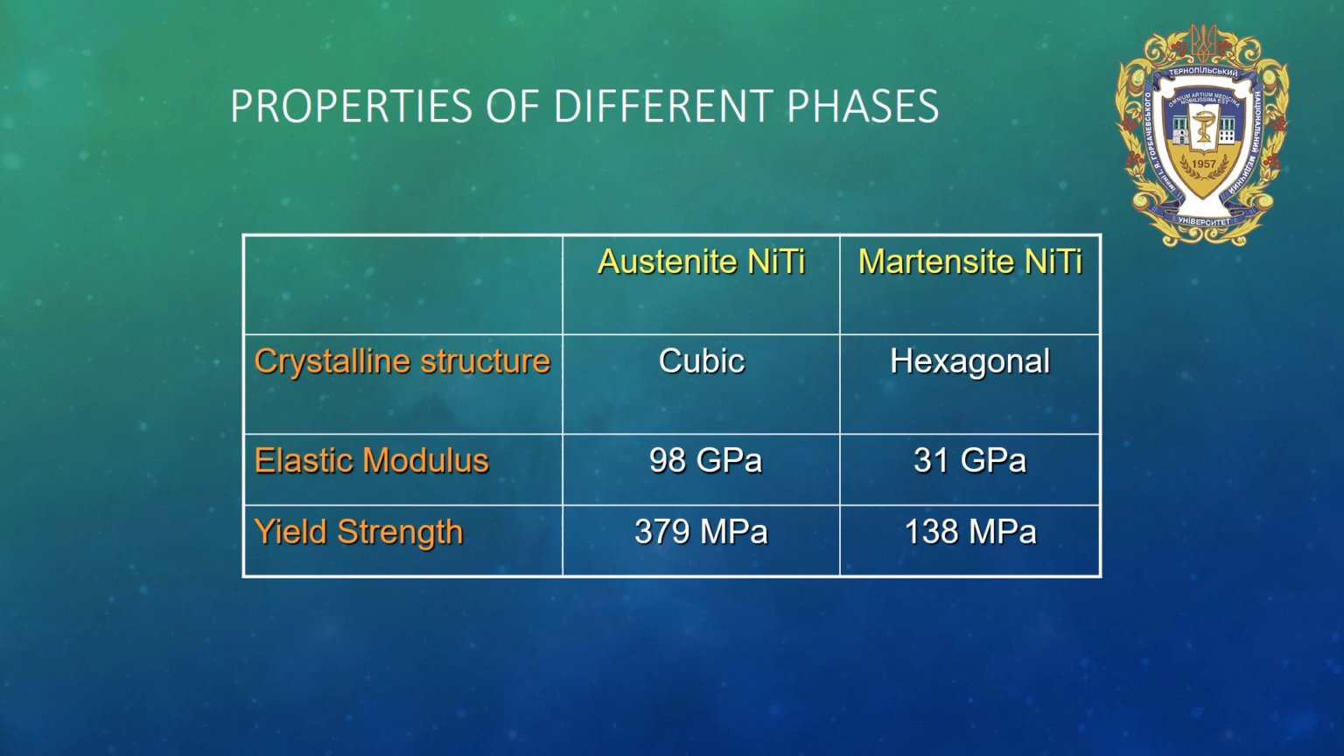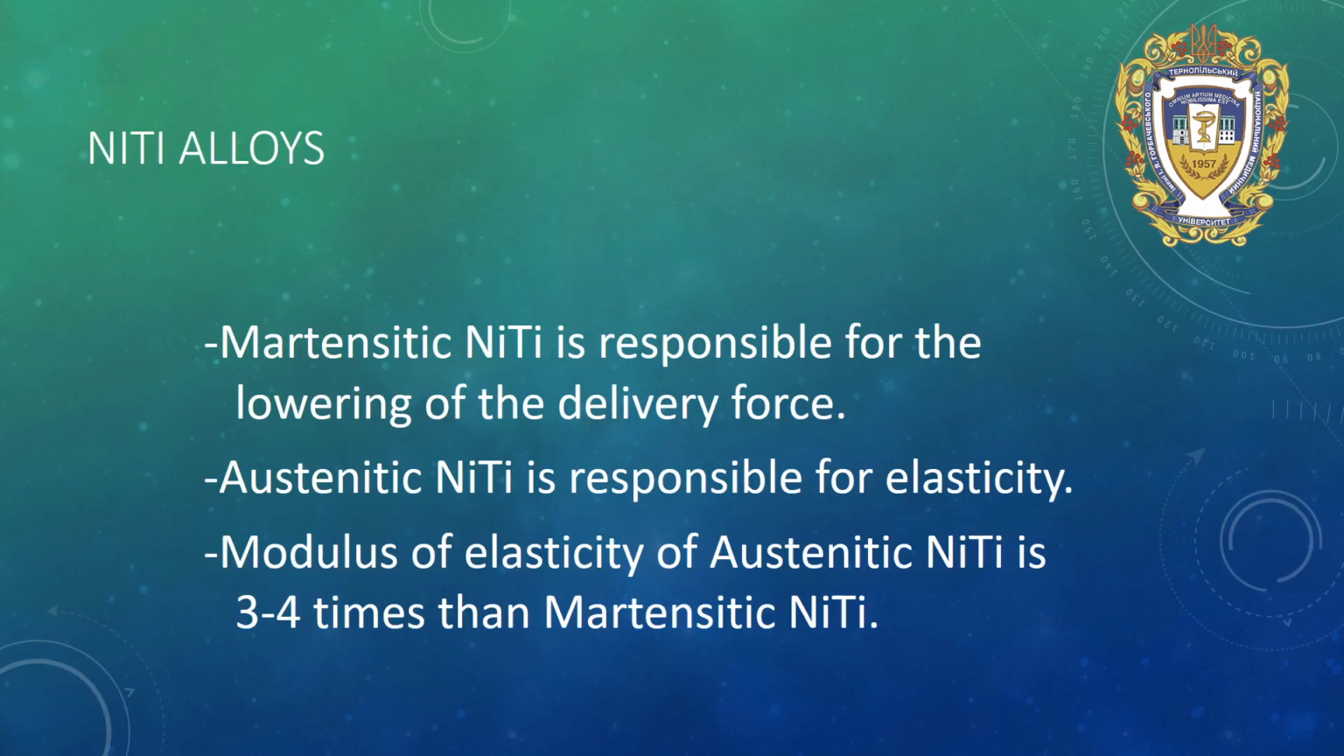Different elastic models. Austenite is more elastic, but has more yield strength. Martensite is responsible for the lowering of the delivery force. Austenite is responsible for elasticity. The modulus of elasticity of austenite is 3-4 times that of martensite.